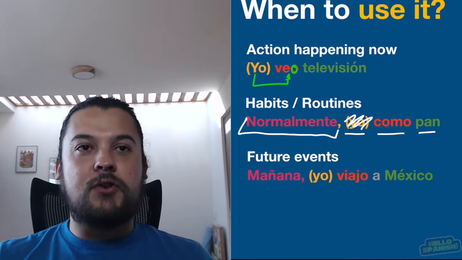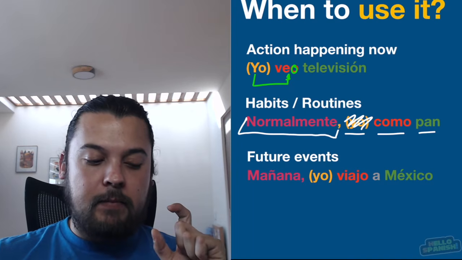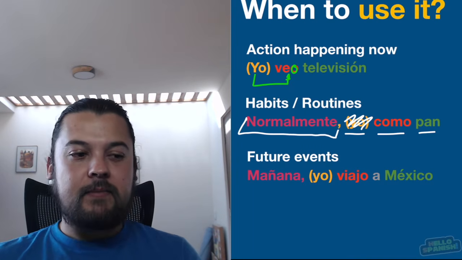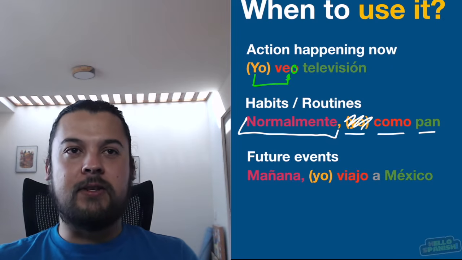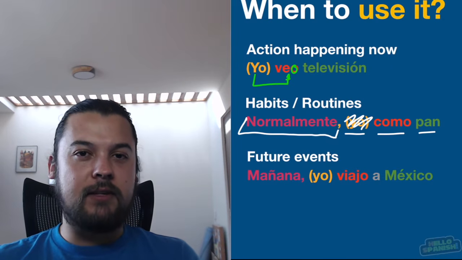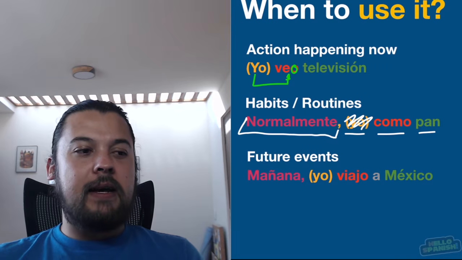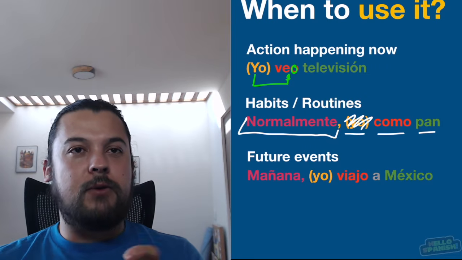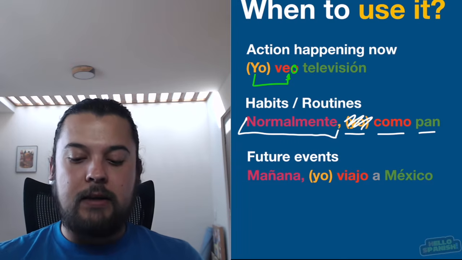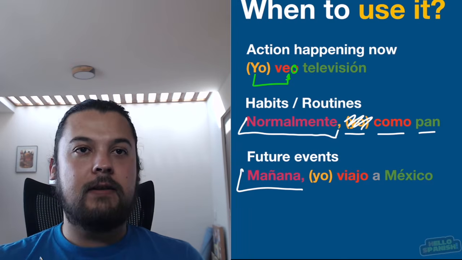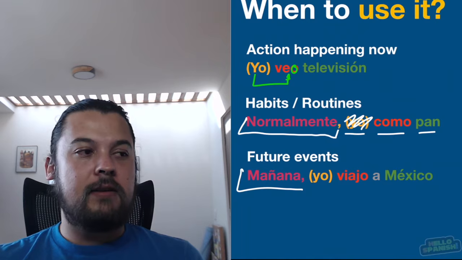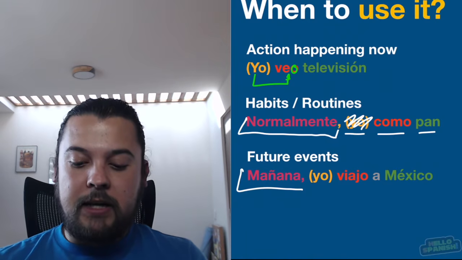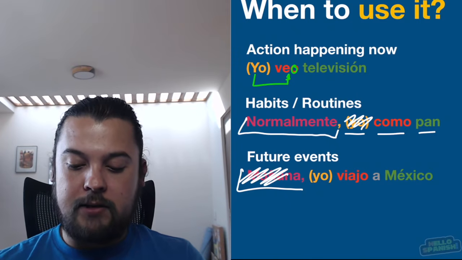The third one is future events. Now, be a little bit careful with this one. Future events: Spanish has the future tense, just like English has the future tense. But English tends to use a different structure for when you talk about future events using temporal phrases. Mañana is basically a temporal phrase. Mañana stands for tomorrow.